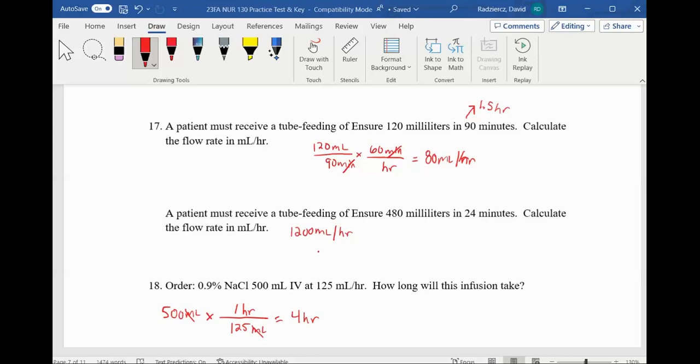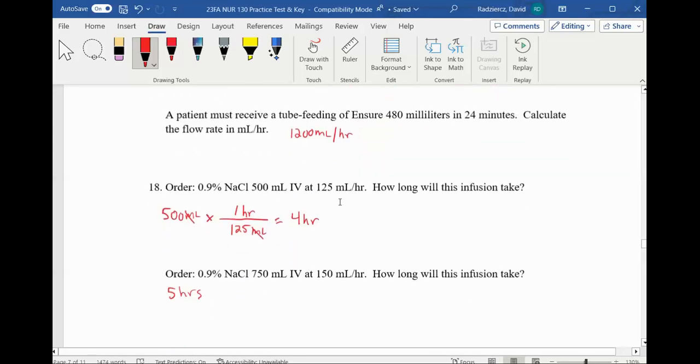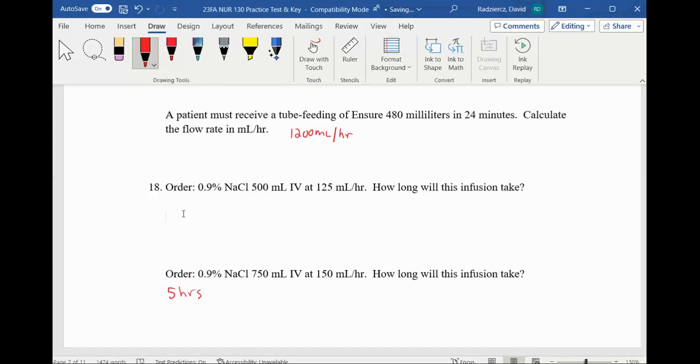All right. So we discussed flow rates if they're given to you as milliliters per hour. We discussed flow rates if they give it to you as milliliters per minute. The next scenario is, what about a time situation? Let's say they ask you, how long will this infusion take? In this scenario, in 18, it tells us we have a total IV solution of 500 milliliters, and it's infusing at a rate of 125 milliliters per hour. So we know the rate. What we're trying to figure out is how long before the bag runs out.